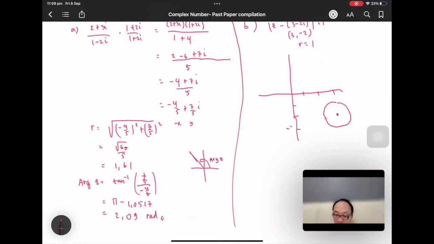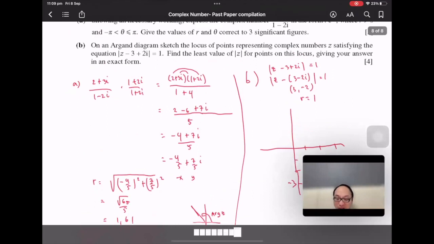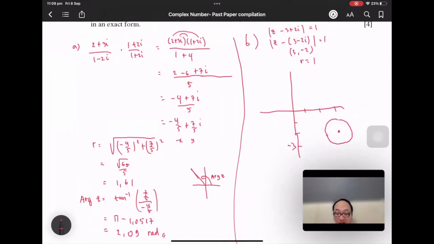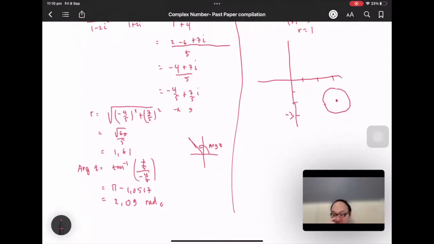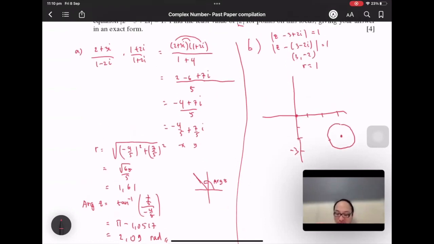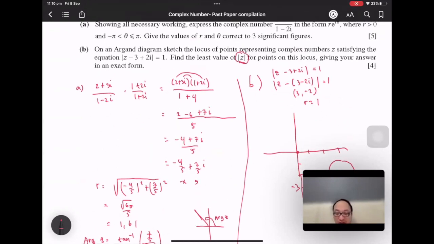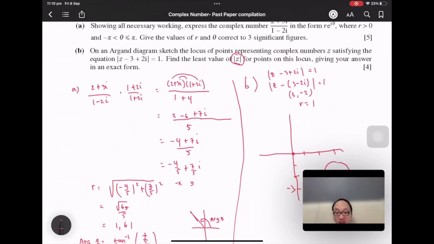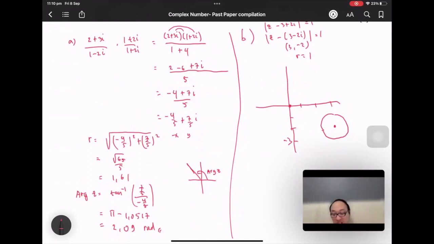So this is negative 3. And then find the least value of Z modulus for point on this locus, giving your answer in exact form. So find the least value of Z. So that means the length from the 0, 0, yeah, the Z, to the circle, yeah, from 0, 0 to the circle. And it should be the least. The least is the shortest.